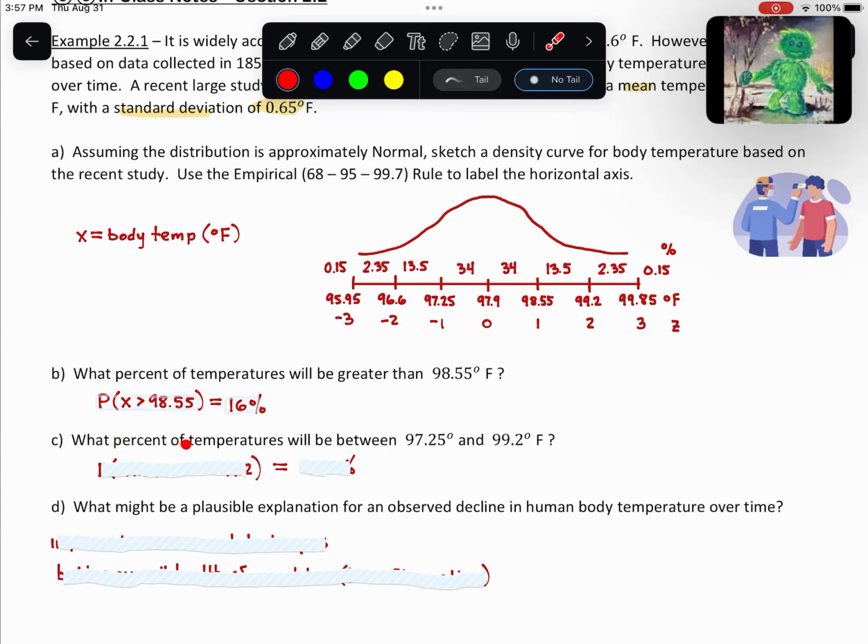Part C, what percent of temperatures would be between 97.25 and 99.2? Again, we see those cut points conveniently located on the scale. We just need to add up the percentages within, and we have to show this P notation, capital P. And this time we've got a compound inequality because I'm interested in temperatures that are between two specific cutoffs. But we're going to add up those numbers and we get about 81.5%.